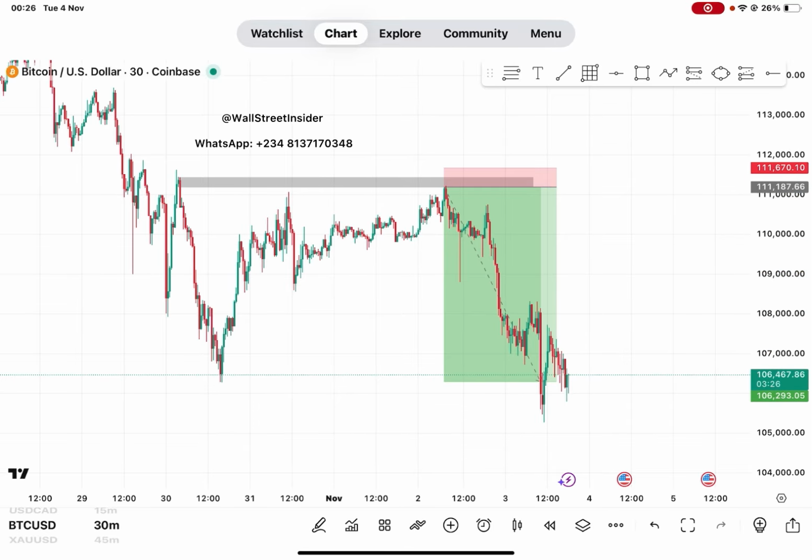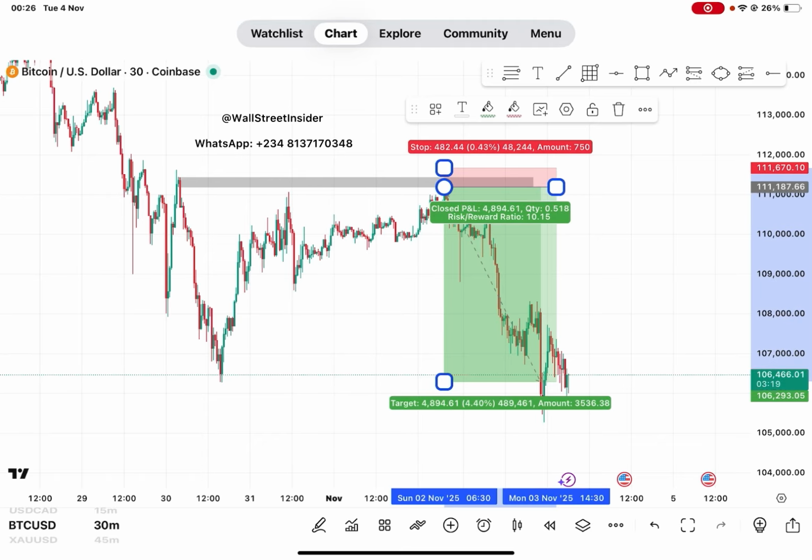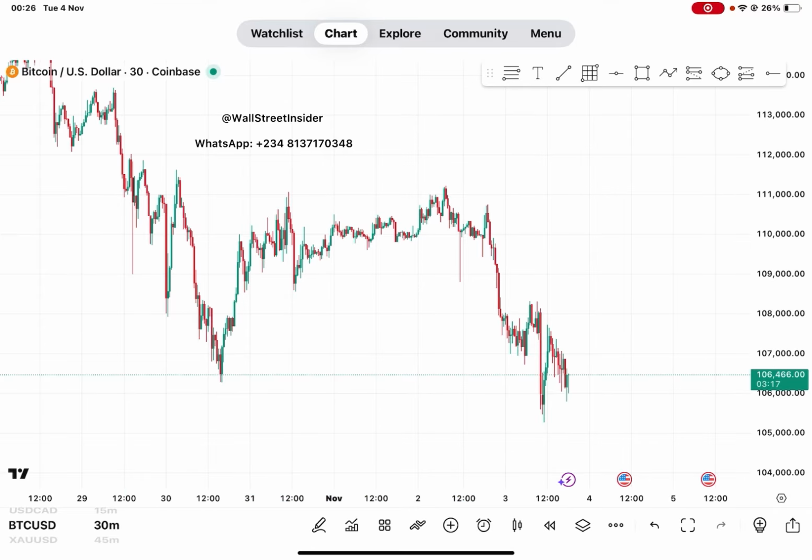So quickly, I'm going to break down how I got this particular entry on BTC USD. First of all, I went to my higher time frame, which was my 4 hour time frame, to check what the price was doing, where it was coming from, and where it is probably heading to.